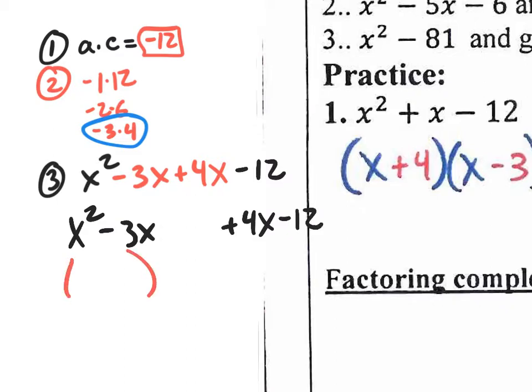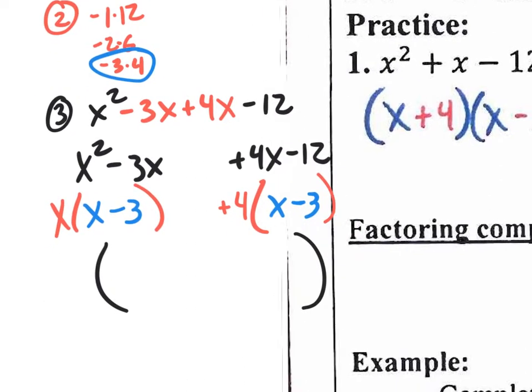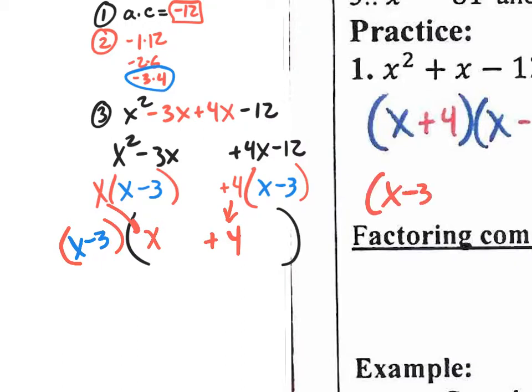And then you factor something out of the first group, which would be an x, and you would have an x minus 3 left over. And in the second group, you could pull out a what? 4. And you would also have an x minus 3 left over. And then you do some exaggerated parentheses. And then you pull out that common binomial of x minus 3. And what would be left over on the inside? The x and the 4. So your final factored form is x minus 3 times x plus 4.